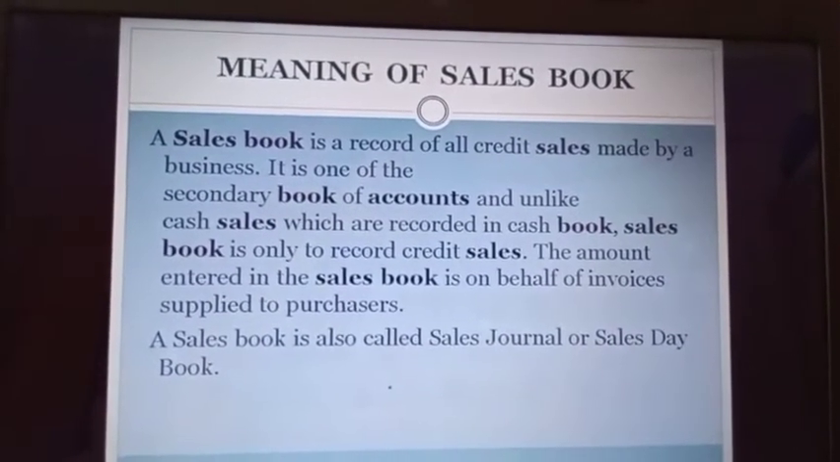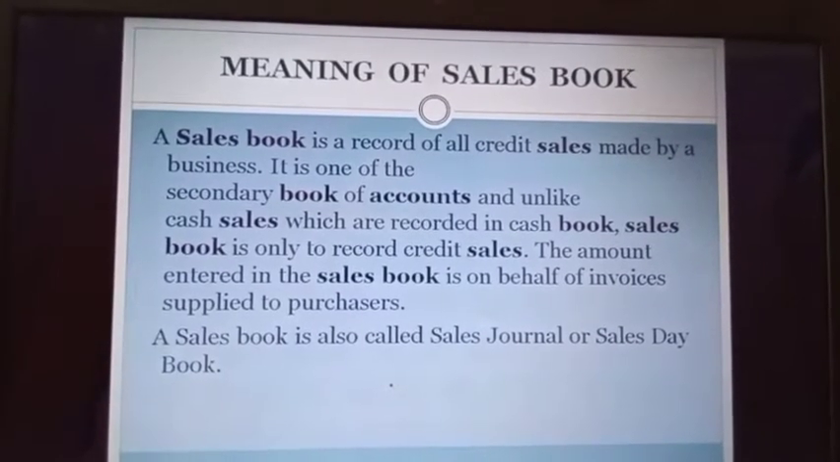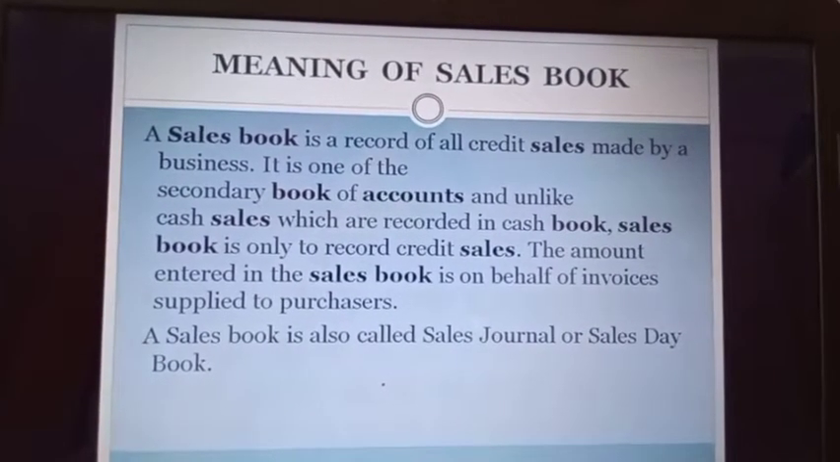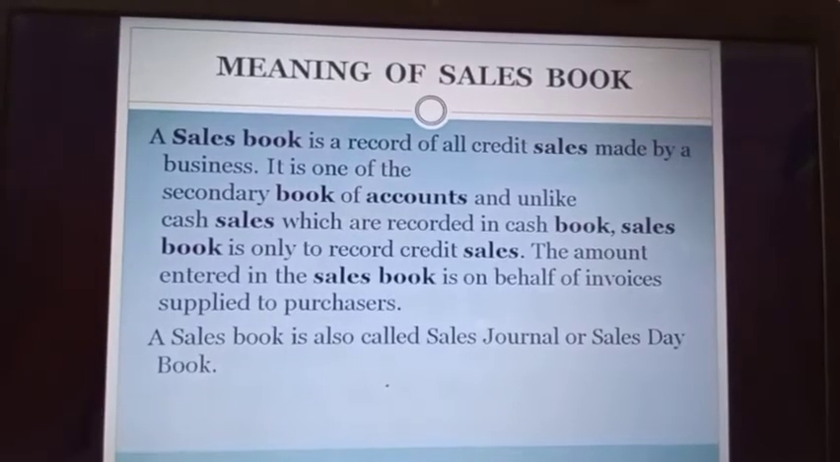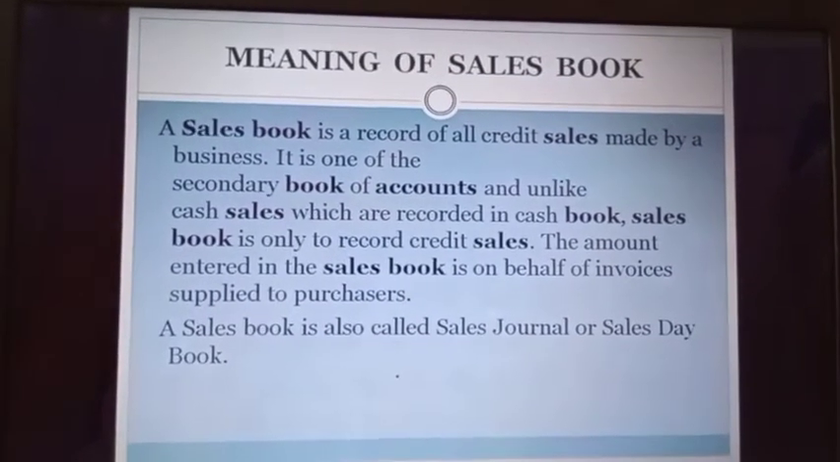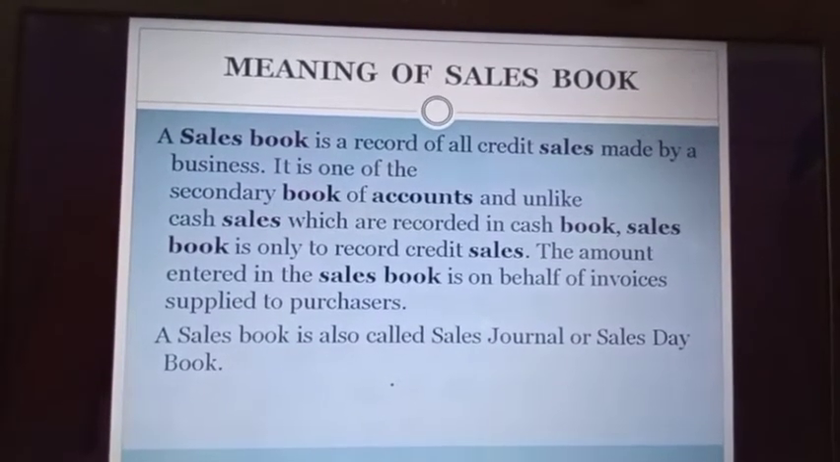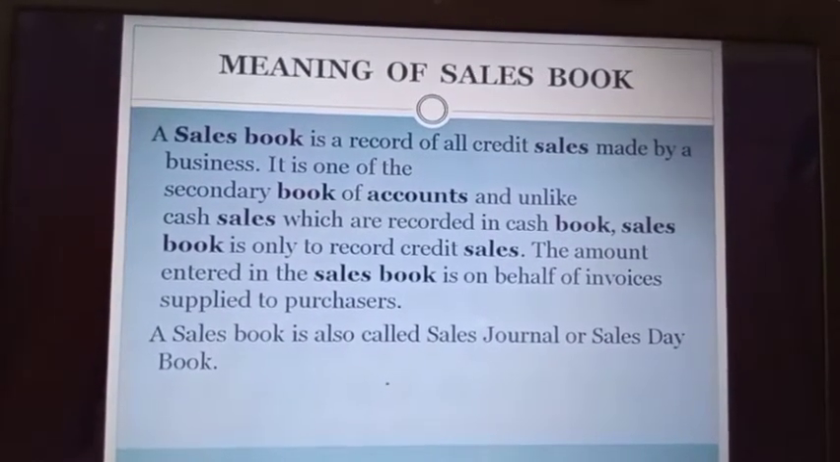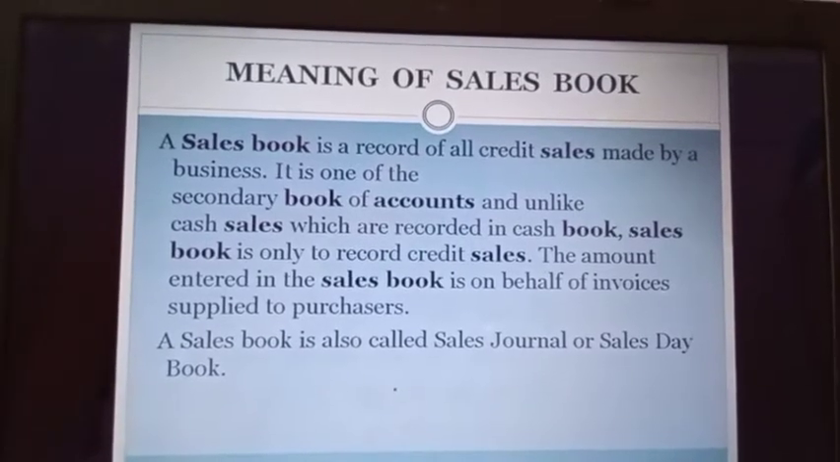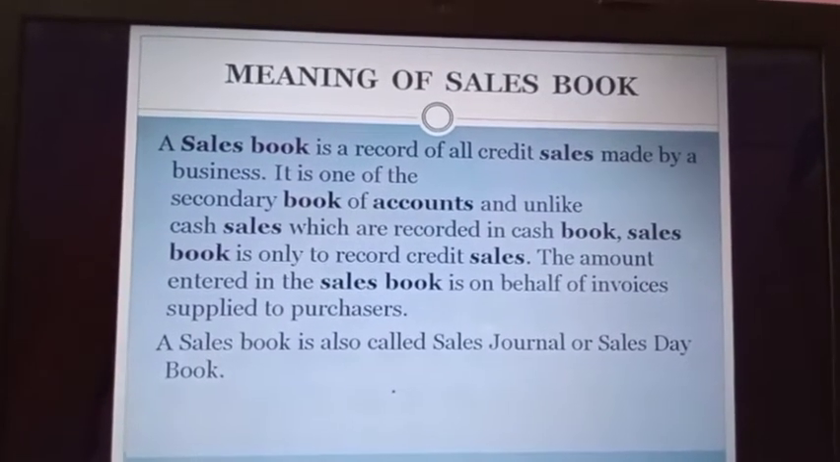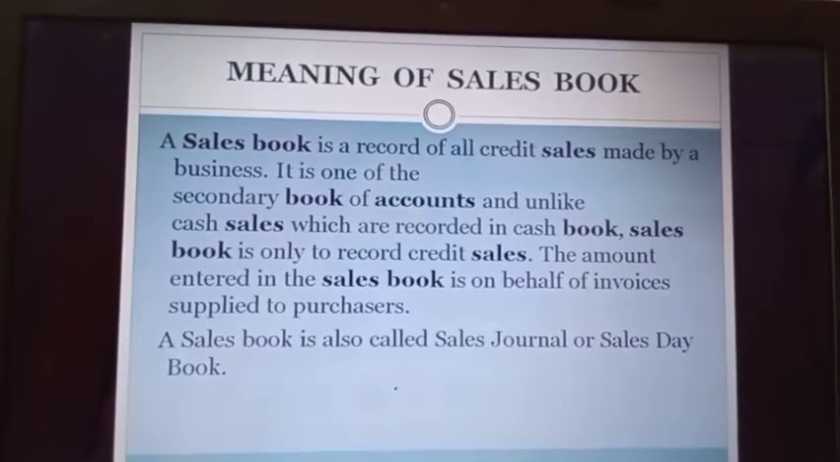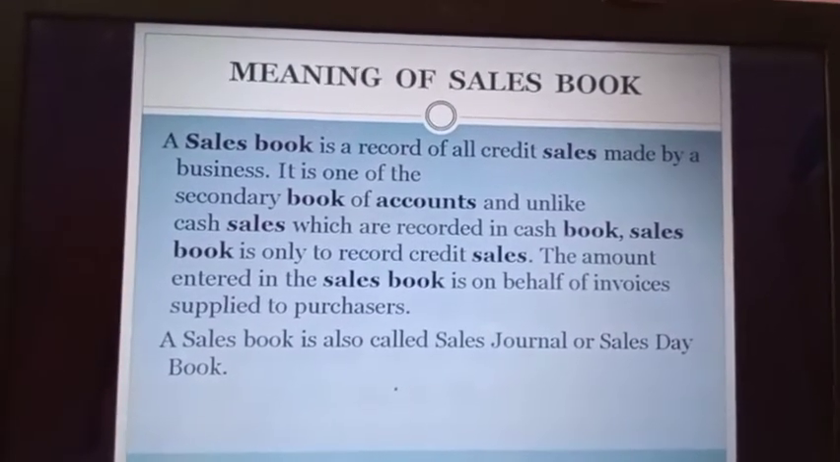Now we'll also discuss sales return book. Whenever we are making some sales on credit and the goods are returned back to us, that means we are having a sales return, and we record that item in the sales return book. Remember, it is also credit sales, no cash sales. So now we will have a discussion on sales return book.